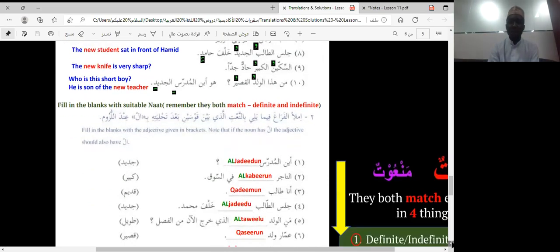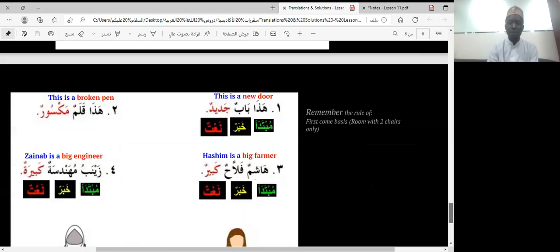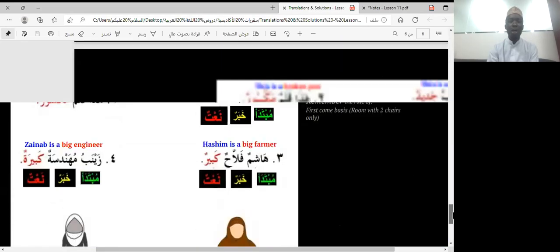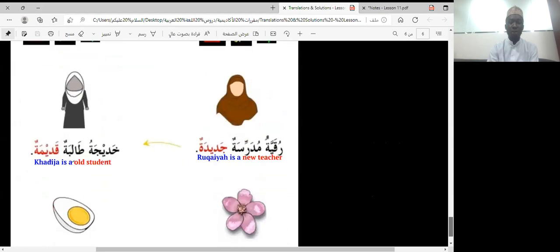So we have man hadha al-walad al-qasir, who is this short boy? Huwa ibn al-mudarris al-jadid, he is the son of the new teacher. So we can say that they have the same case in the na'at and the man'ut. If you have any question now, you are free.